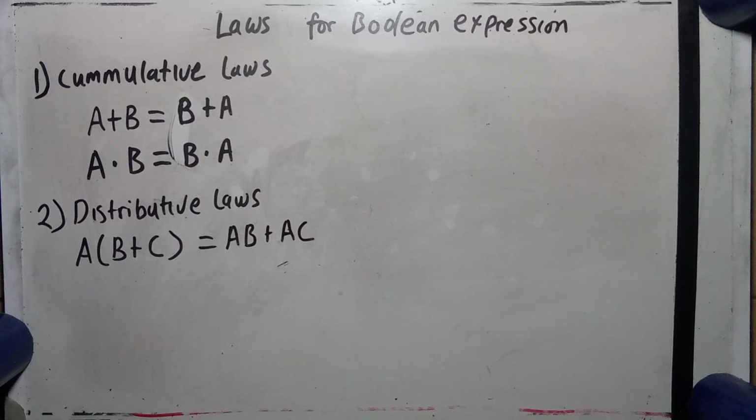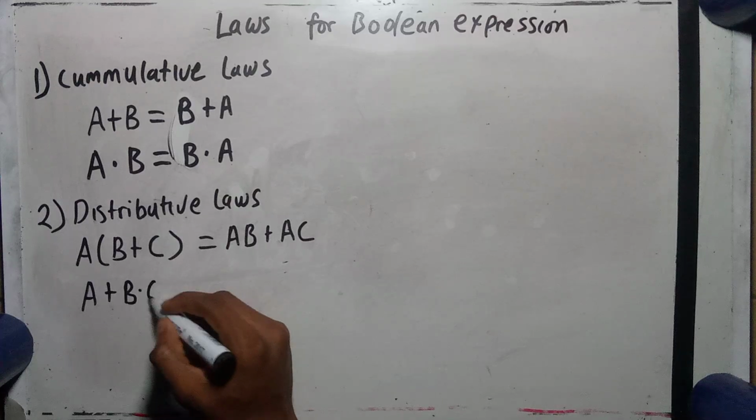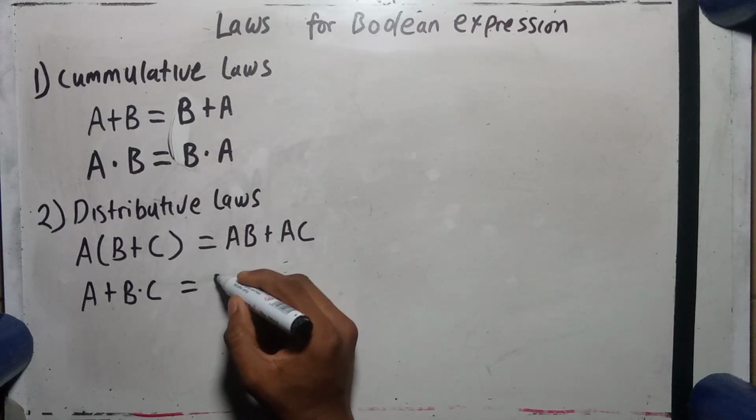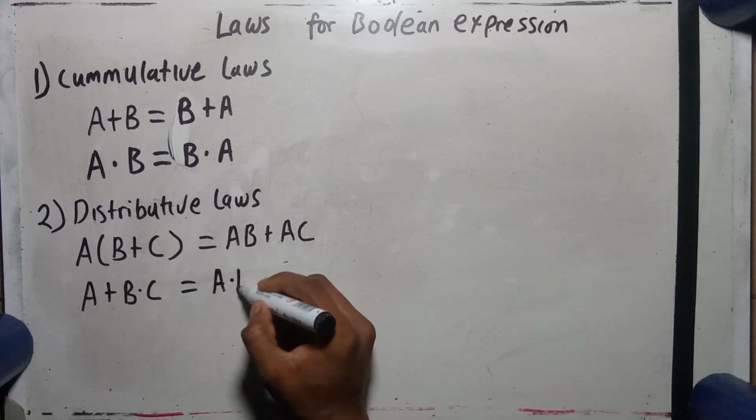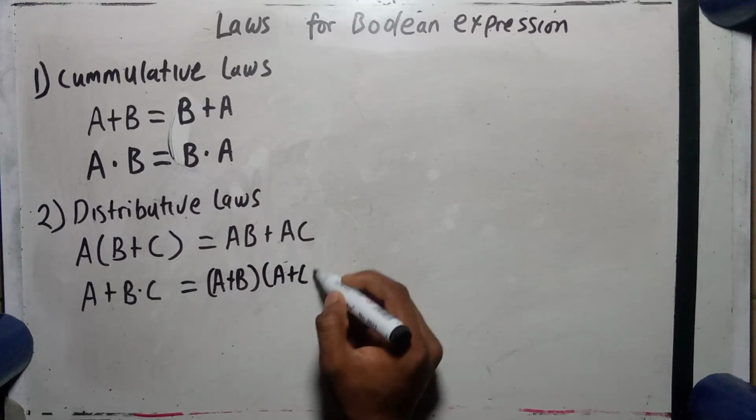Now there is another law under distributive that is not in our normal algebra. This first one I've written is in normal algebra, but the next one I'm going to write is not. A plus B times C is equal to A plus B times A plus C.